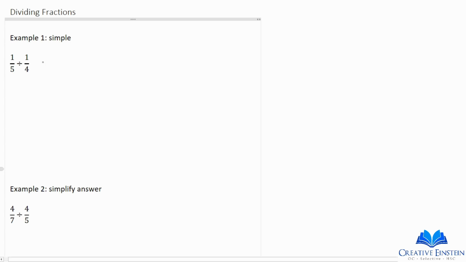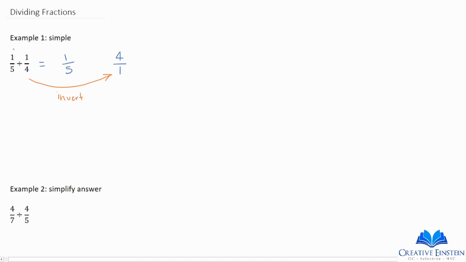So when you're dividing a fraction, the first fraction stays the same, and then we're going to invert the second fraction. So the second fraction is 1/4. We invert it, which means we turn it upside down, and it becomes 4/1. So that is inverting.